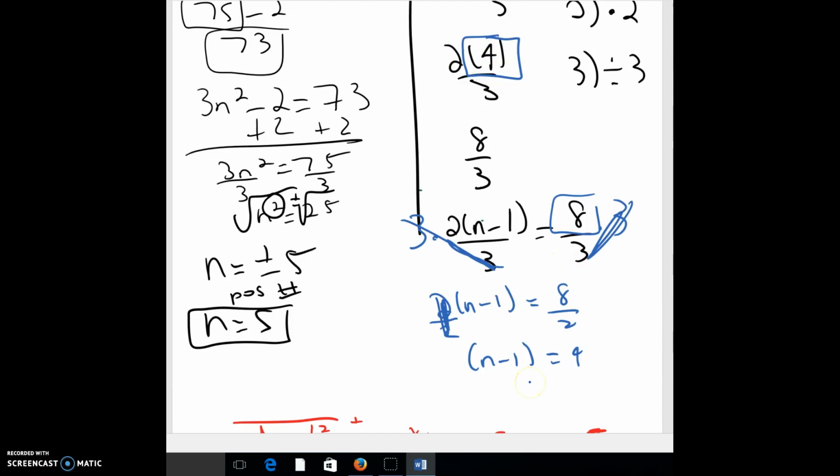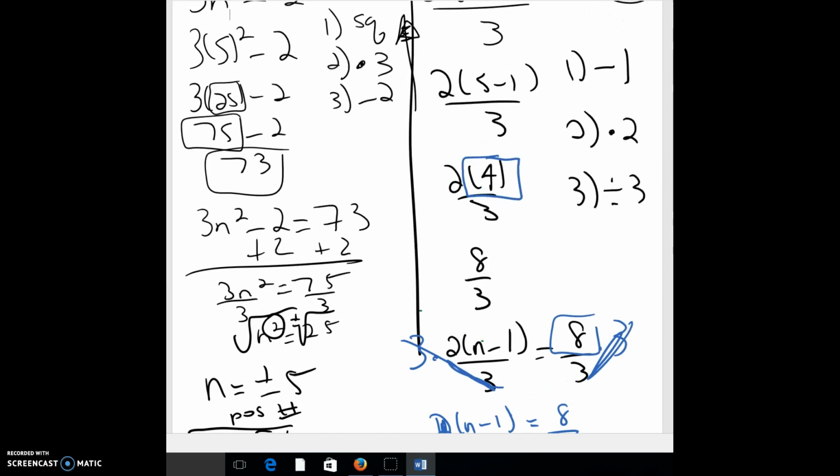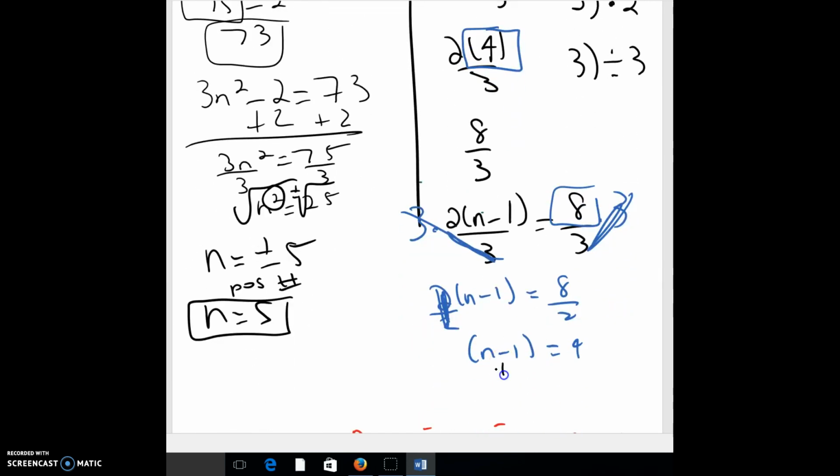And then the last thing I'm going to do, oops, I was going to erase there, not do that. The last thing I'm going to do is the opposite of what I had up here, which was subtracting 1. So I'm going to add 1 to both sides, and n equals 5. And that is the answer that I started with. So when you solve equations, you're basically doing order of operations backwards. You're going to get rid of add and subtract first, then multiply and divide next, then exponents, and then parentheses, and all that good stuff.